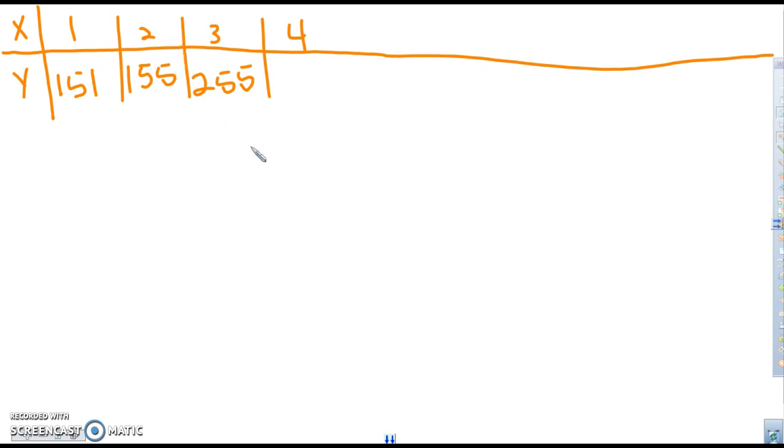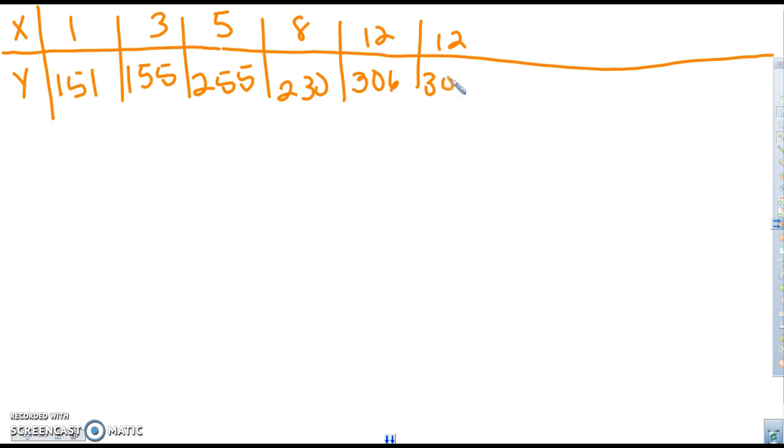Oh, I'm sorry, I'm messing up these numbers at the top. When x is 3, y is 155. When x is 5, it's 255. When x is 8, it's 230. When x is 12, it's 306. But it's also 300. And it's also 255. And it's 255 when x is 13. And when it's 15, it's 400.